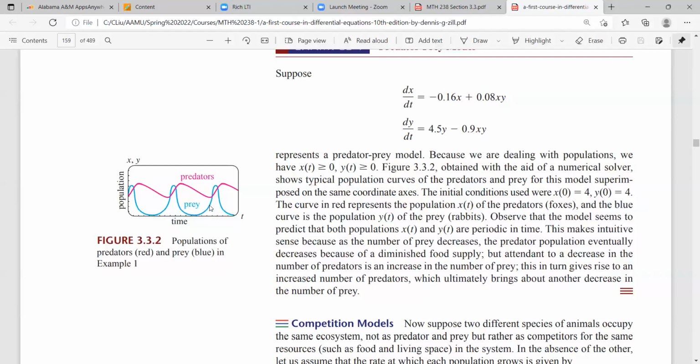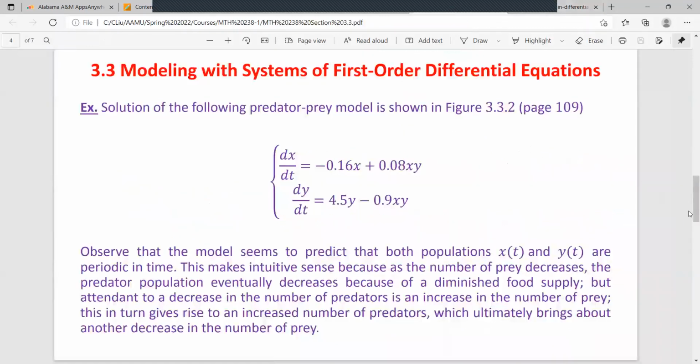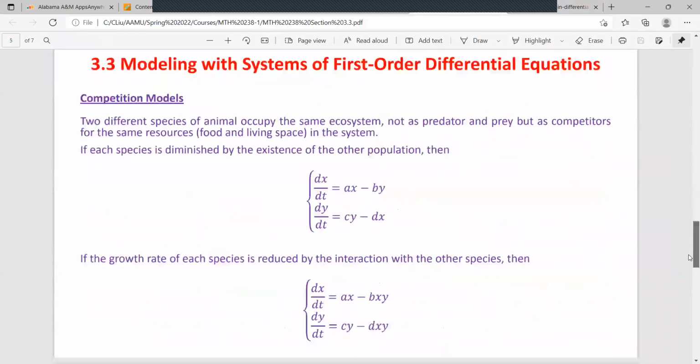And in reality, in nature, the situation is much more complicated. When you have multiple populations for different animals, then you have multiple predators and prey. So you will get a more difficult problem to solve. So that's the model for populations. Okay, let's continue with some more models with populations.